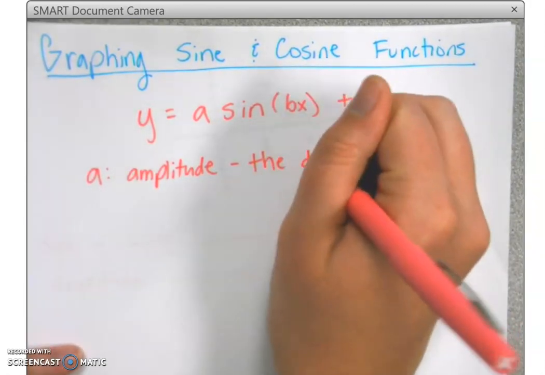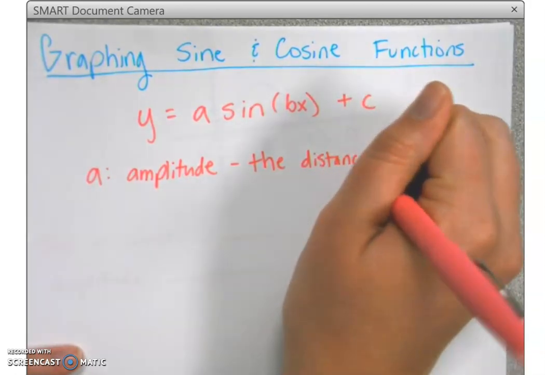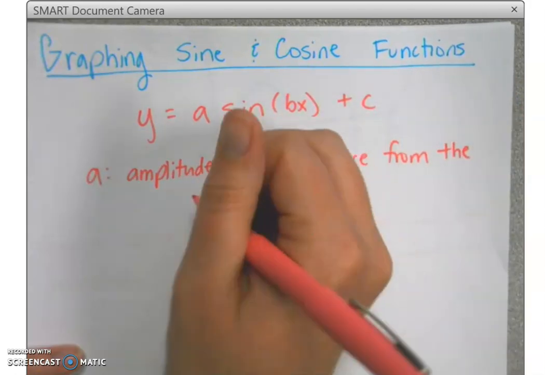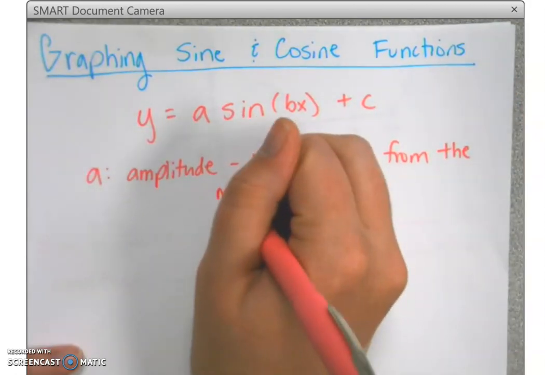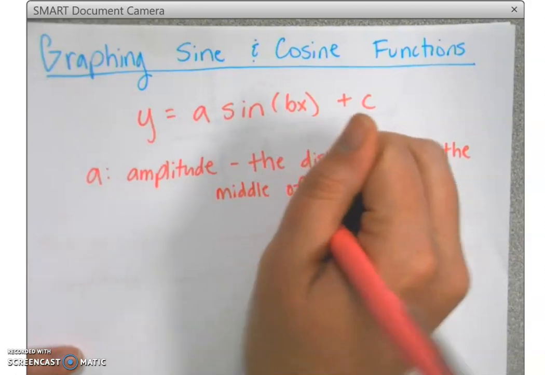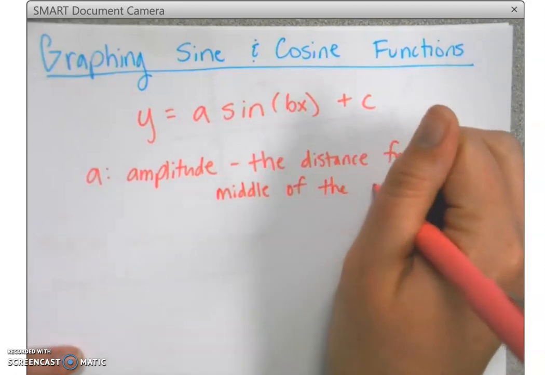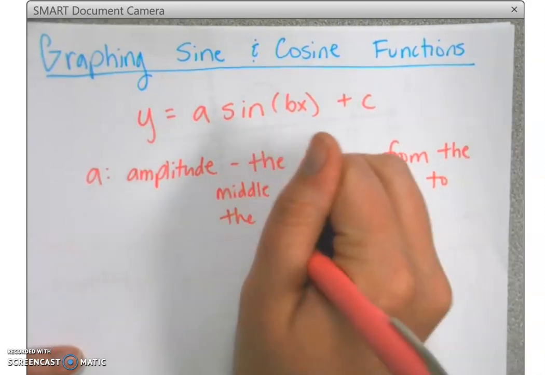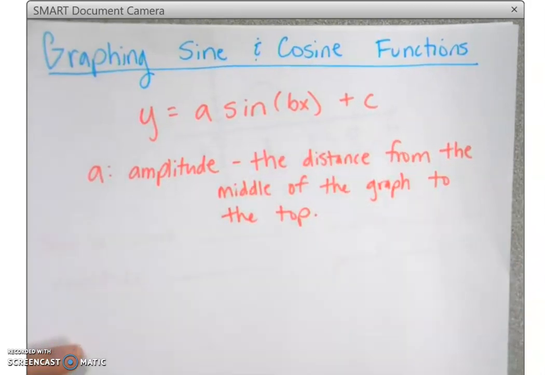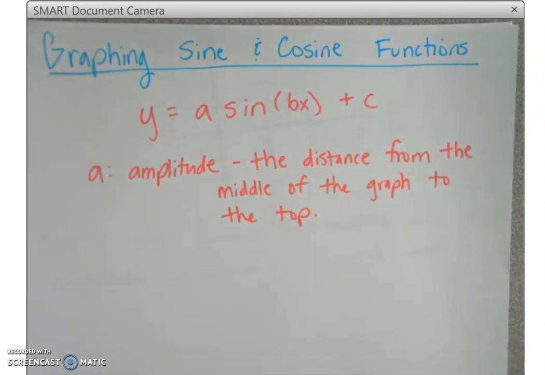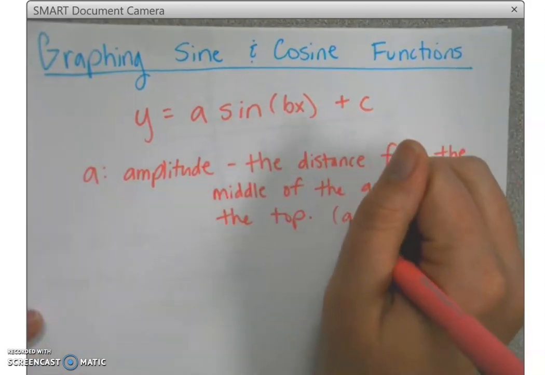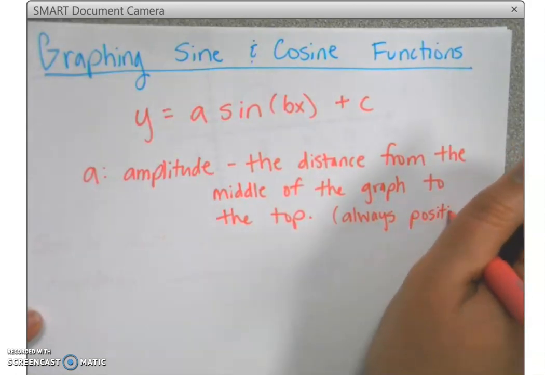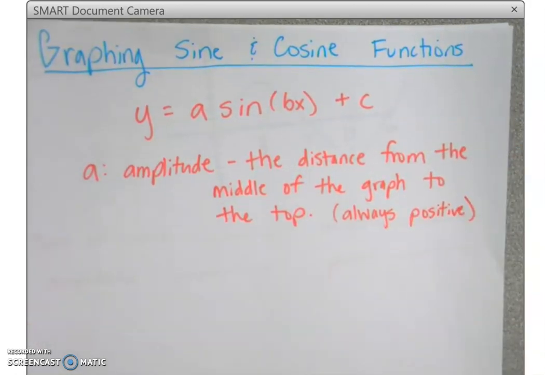the distance from the middle of the graph to the top. Okay, as this is distance, distance can never be negative, so this is always positive. Okay, distance cannot be negative.